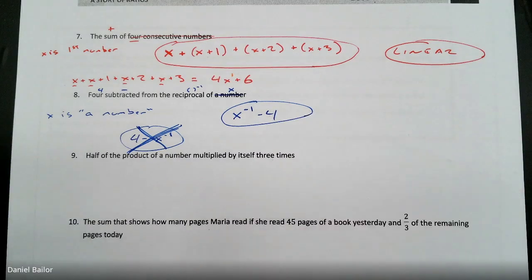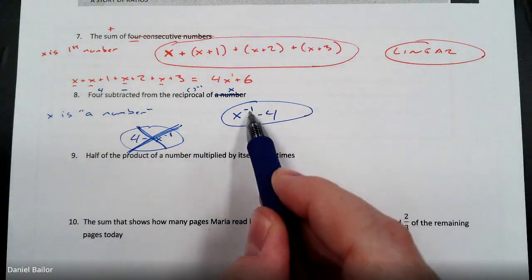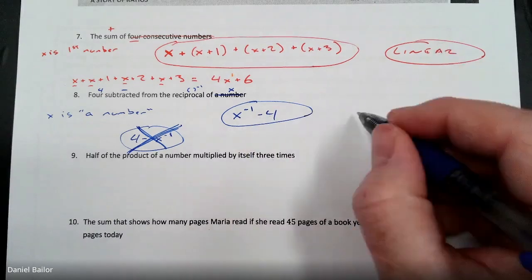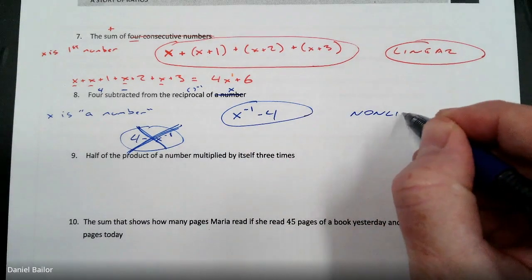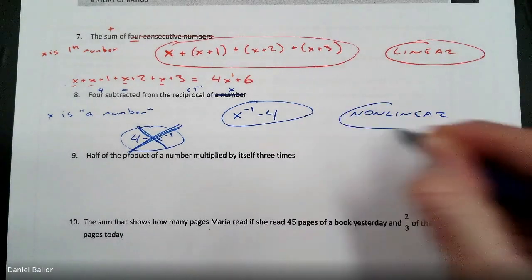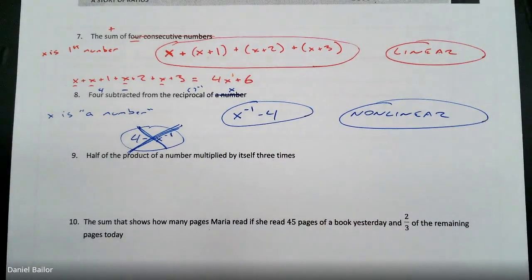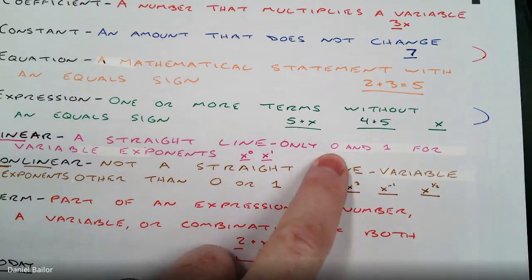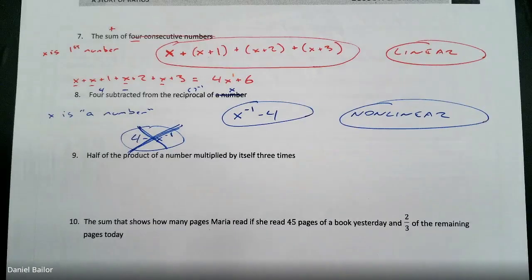Now that's the expression. Now we need to decide, is this linear or nonlinear? Well, we have x to the negative 1. Negative 1 is not 0. Negative 1 is not 1. It's negative 1, so it's nonlinear. Remember, again, linear can only be 0 and 1. Negative 1 does not count.